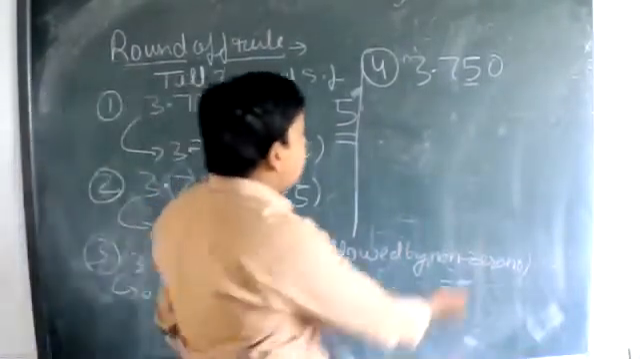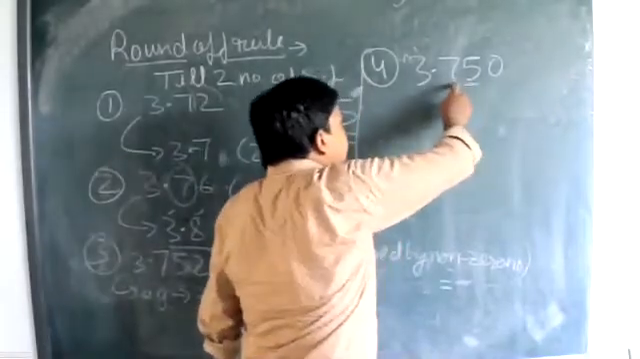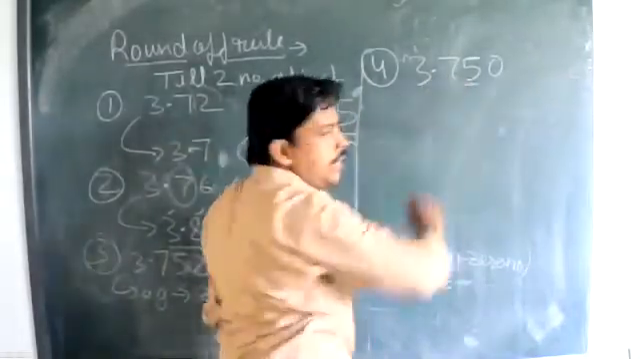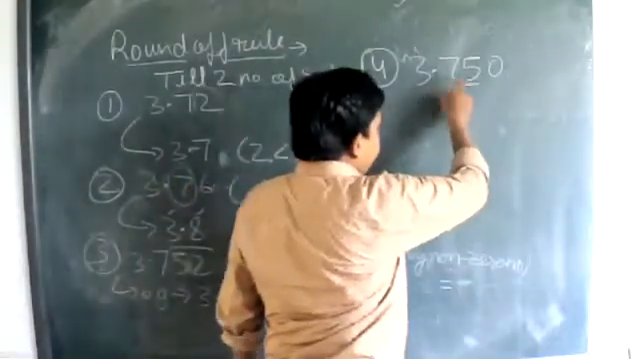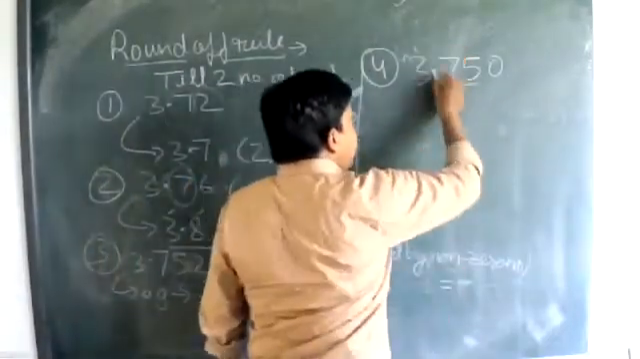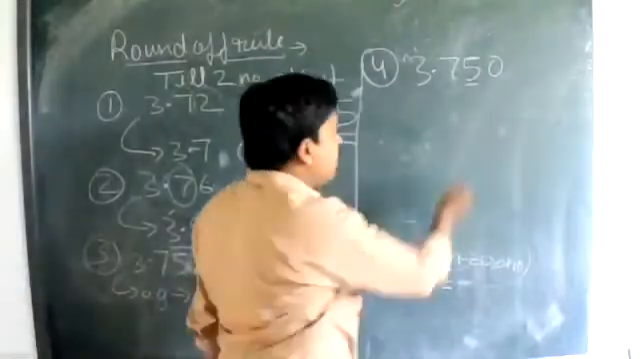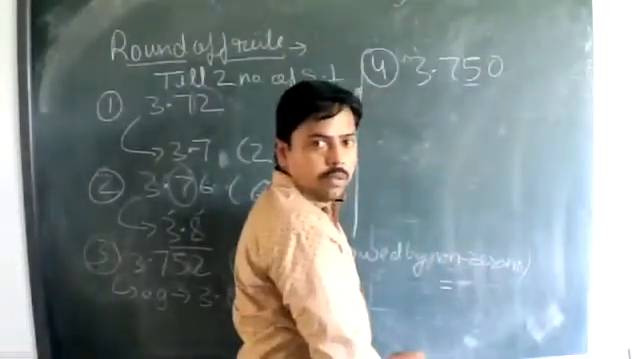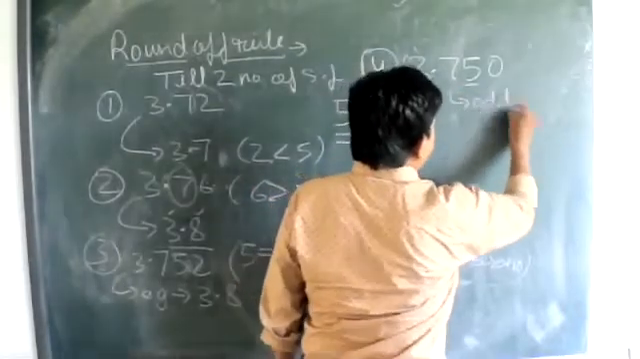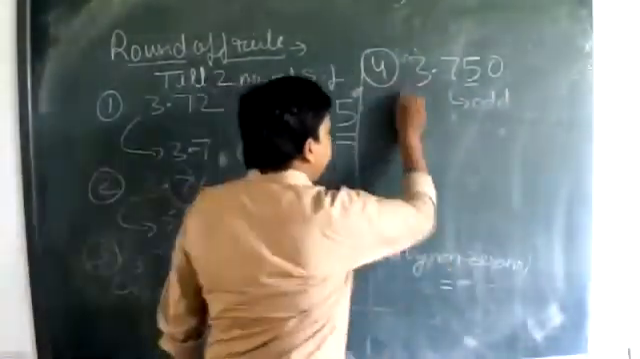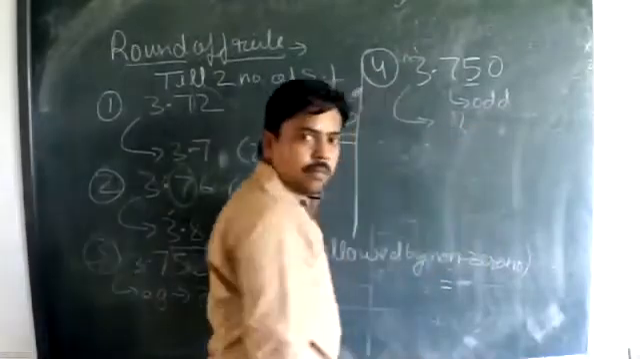In this case you have to look at the number which is coming just after the decimal, because this is the number we have to change. So if this number is odd, then what will be the result in this case?